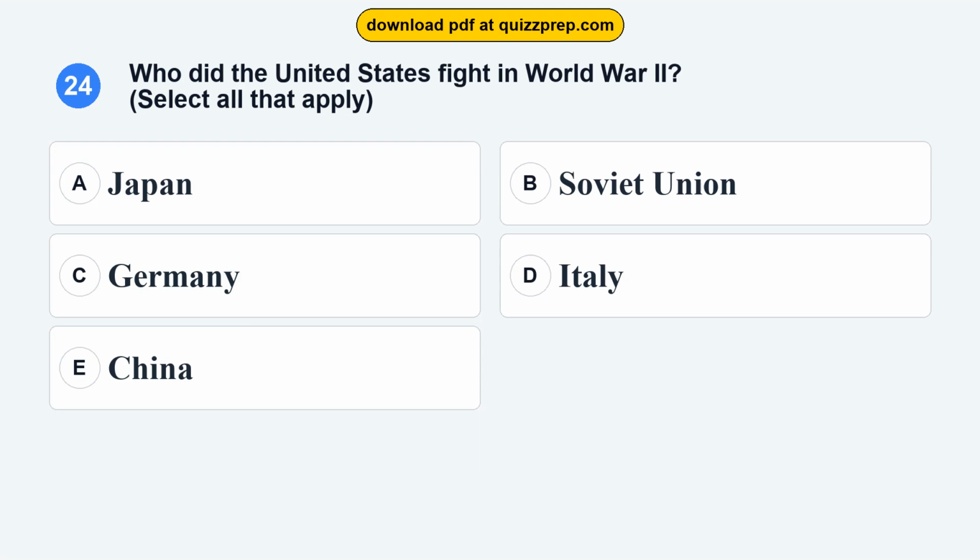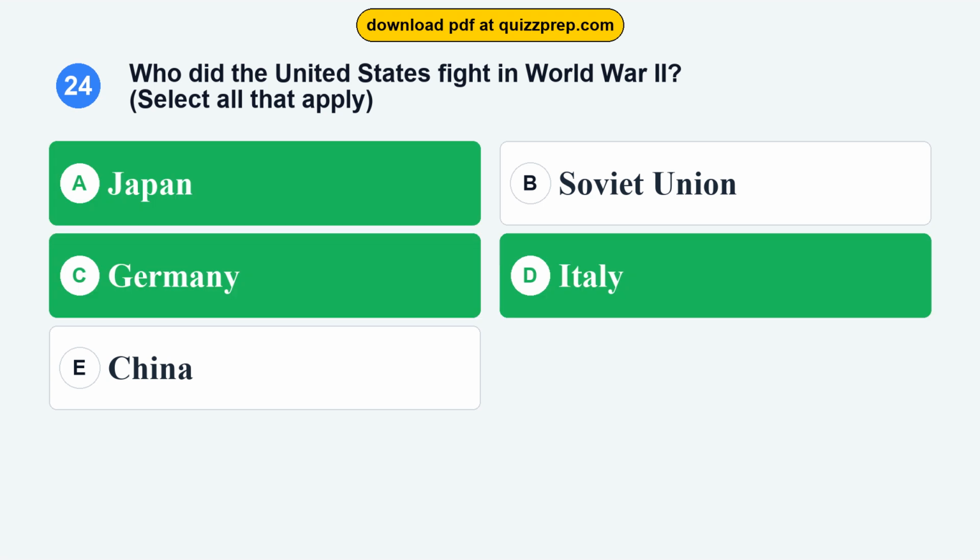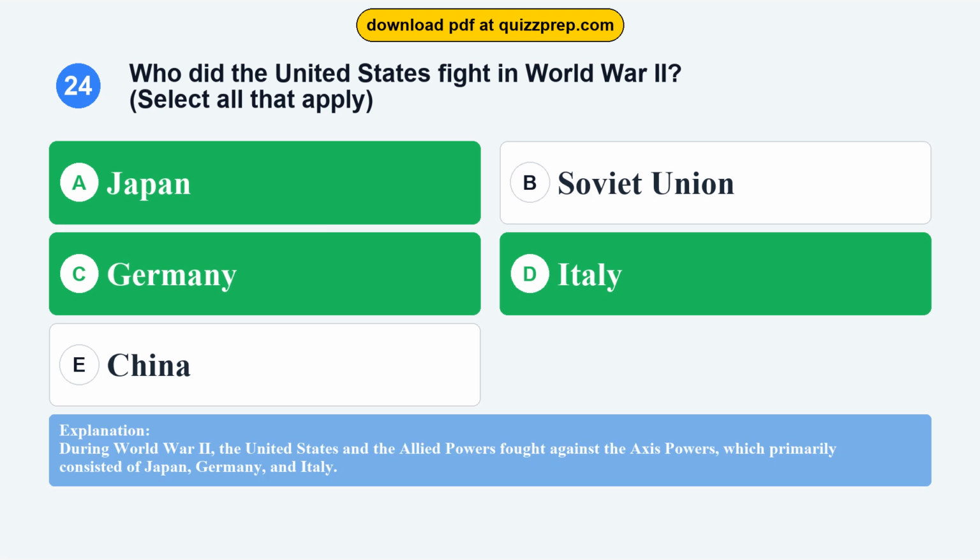Question 24. Who did the United States fight in World War II? Option A, Japan. Option B, Soviet Union. Option C, Germany. Option D, Italy. Option E, China. The correct answers are options A and C and D, Japan, Germany, Italy. During World War II, the United States and the Allied powers fought against the Axis powers, which primarily consisted of Japan, Germany, and Italy.